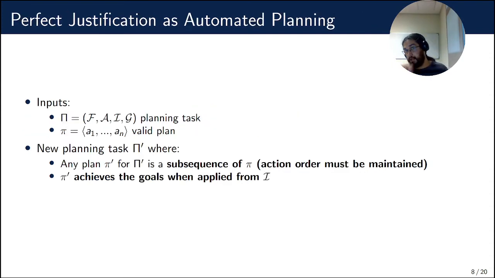So we want to solve the perfect justification problem using automated planning. As input we have a planning task and a valid plan for the task, and we want to define a new planning task pi prime where any valid plan for this new task is a subsequence of actions of the original plan, and this new plan must also be applicable from the initial state, and it must reach the goals in the original task.